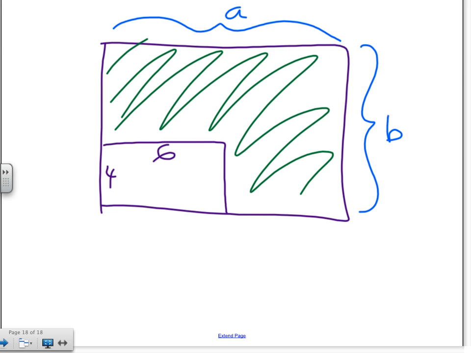Given this fact, how do you find the area of the shaded in green? What would you do? Describe to me, no math talk, just tell me, if I'm going to give you this rectangular piece of paper, and I want just the green back, what would you do? Cut what out?